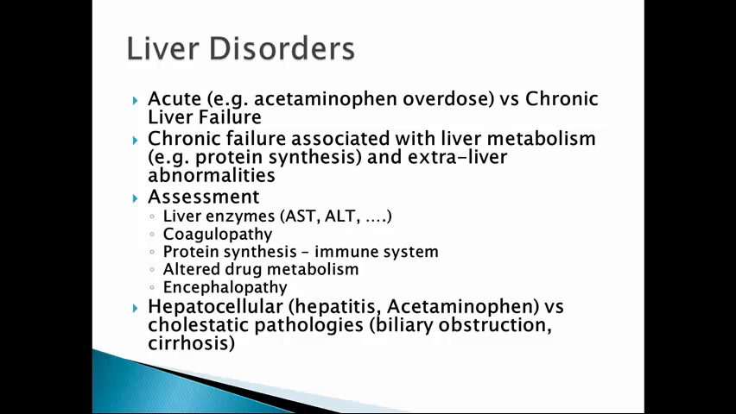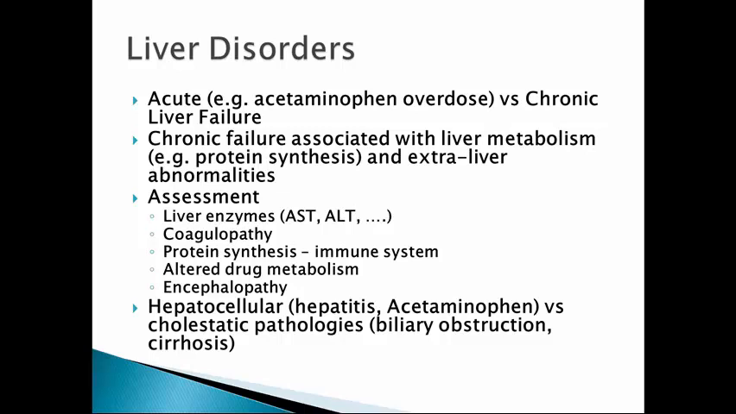This is something that we see a little bit more in England than we do here in the U.S., but is a very common etiology of acute liver failure. With chronic liver failure, frequently this is associated with disorders of liver metabolism. There are different pathologies, and we'll talk about some of them, but with chronic liver failure we are concerned with protein synthesis as well as abnormalities that will occur outside the liver as a result of the liver failure itself.